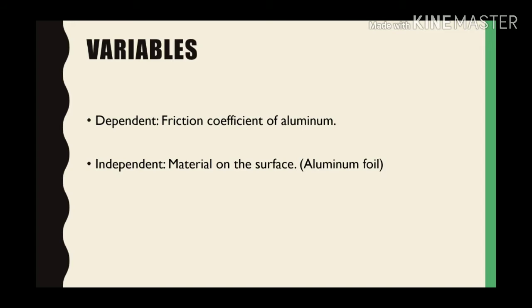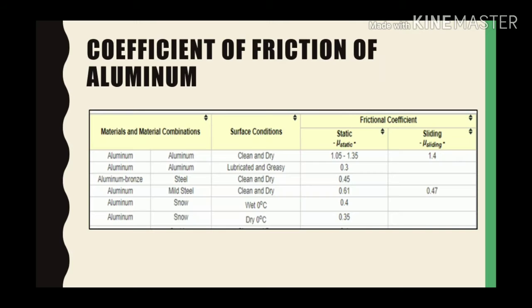Variables: the dependent variable is the friction coefficient of aluminum, and the independent variable is the material on the surface, aluminum only. Coefficient of friction of aluminum in clean and dry condition: static friction between 1.05 and 1.35, and sliding friction 1.4.